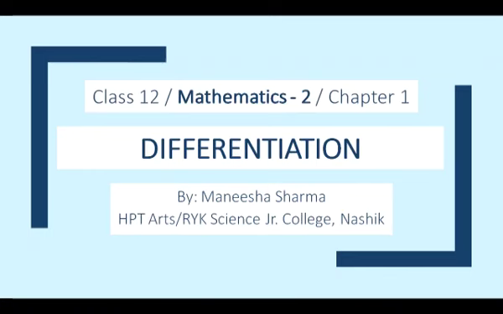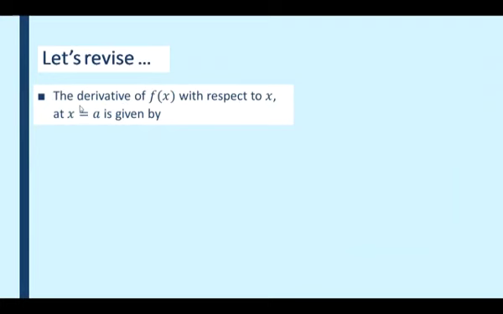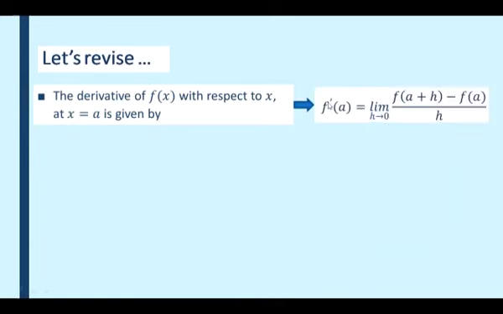Before starting this chapter, be ready with your pen and notebook so that whatever important thing I am going to tell you, you can write it down. So first of all, we'll revise what we have done in 11th standard. First, we'll revise the definition. The derivative of f of x with respect to x at x equals a is given by f dash of a equal to limit h tends to 0 of f of a plus h minus f of a upon h.